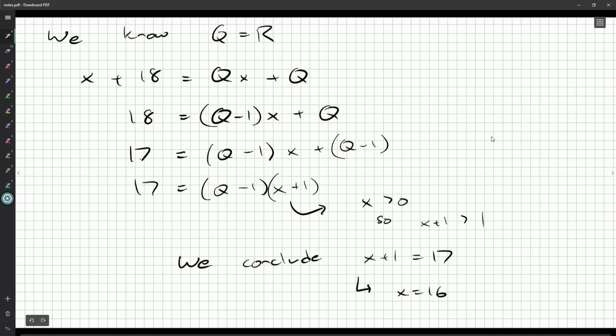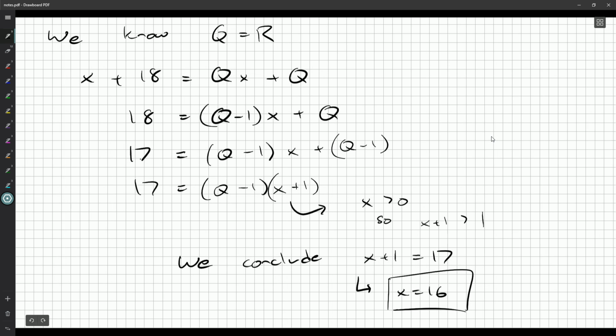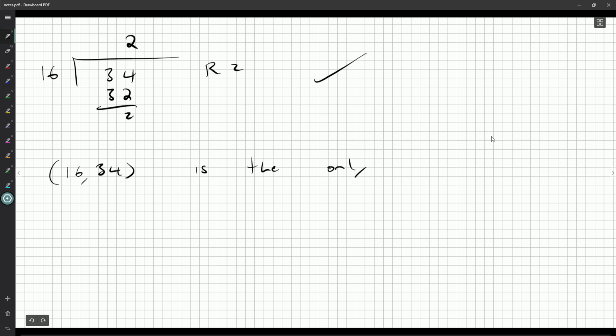And they really only wanted the values of x, right? Sorry, find all possible pairs. So x would be 16, and then x plus 18, the larger number, would be 34. Okay? And you'd have to get q minus 1 would have to be the other factor of 17, so 1, and so q would have to be 2. So your remainder would be 2 as well. And what you could do is you could check this. Okay? 16 goes in twice, 32, and oh, look at that, we've got a remainder of 2. So this definitely works. And so you could say, well, 16, 34 is the only possibility.